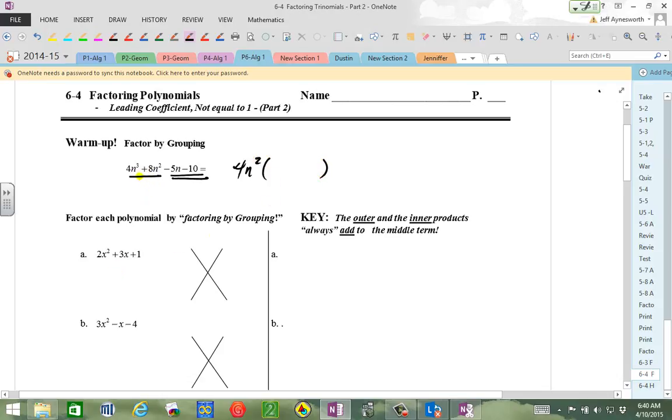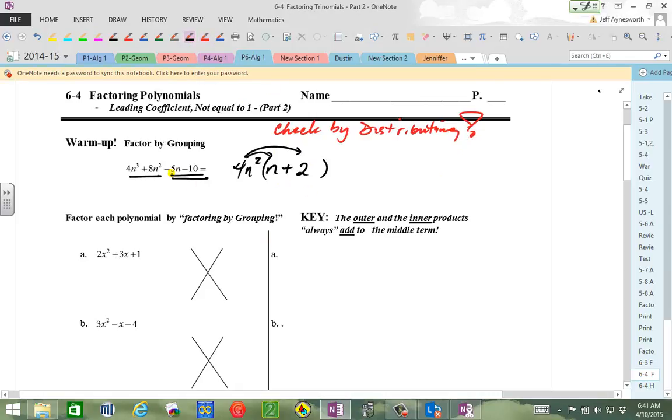I need to do that. So 4n squared times n will give me the 4n cubed. I see a plus sign. And 4n squared times 2 will give me the 8n squared. So I check by distributing back through, and you can see that you're right.